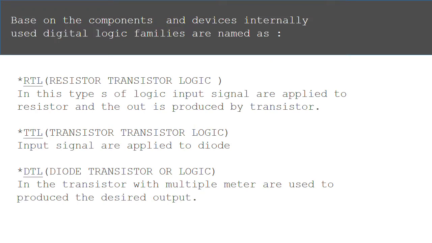Based on the components and devices externally used, digital logic families are named RTL, TTL, and DTL. RTL stands for resistor transistor logic. In this type of logic, input signals are applied to resistors and the output is produced by a transistor. So RTL is normally constructed from discrete components, individual resistors and transistors. Some circuits are manufactured as integrated circuits and packaged in modified transistor outline.